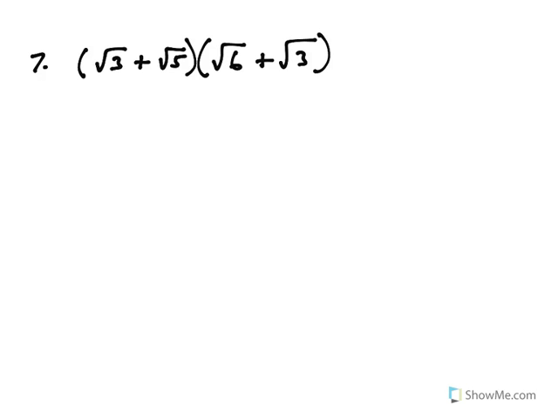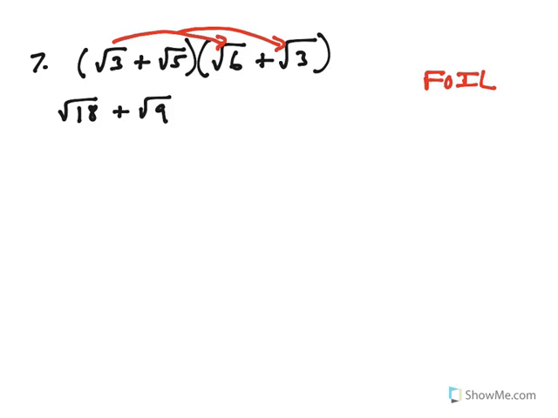And we're going to use the FOIL. We're going to FOIL. You remember that? So we're going to do radical 3 times radical 6. That's going to be first. And that's going to give you radical 18. Okay? Then we're going to do radical 3 times radical 3. And that's going to give me radical 9.